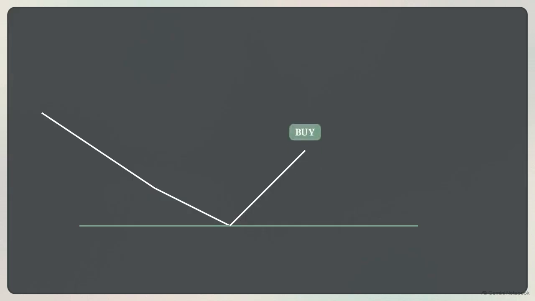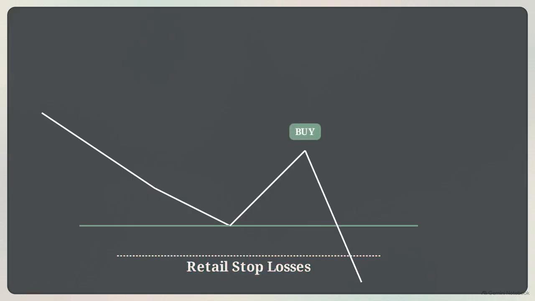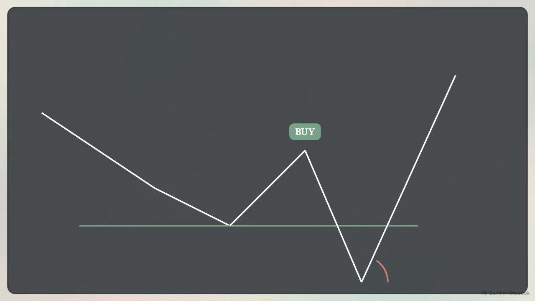This is a trading chart showing a classic support breakout trap. You buy at the bounce, place your stop loss right below the trend line, and watch as the price dips, hits your stop, and immediately shoots straight up without you.